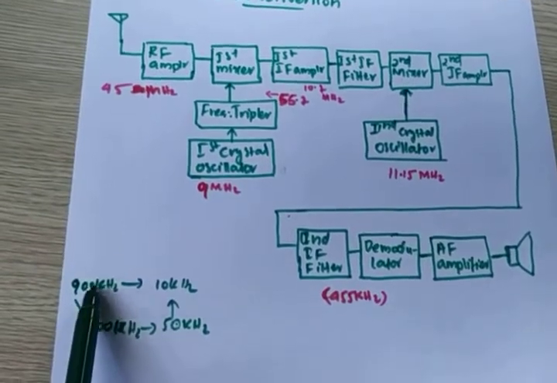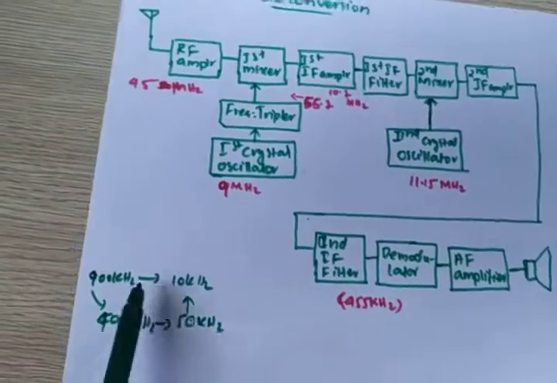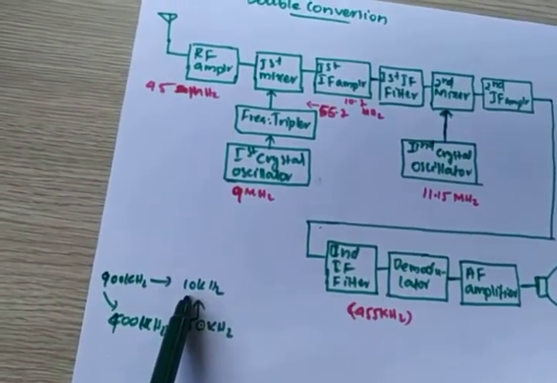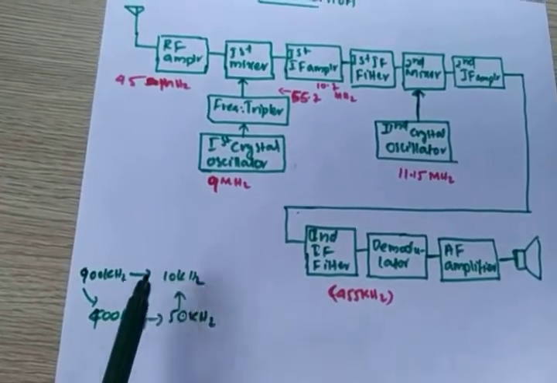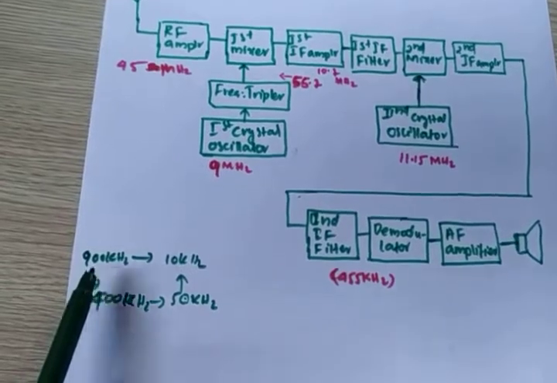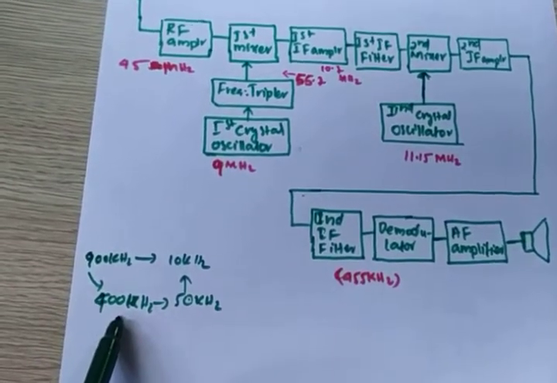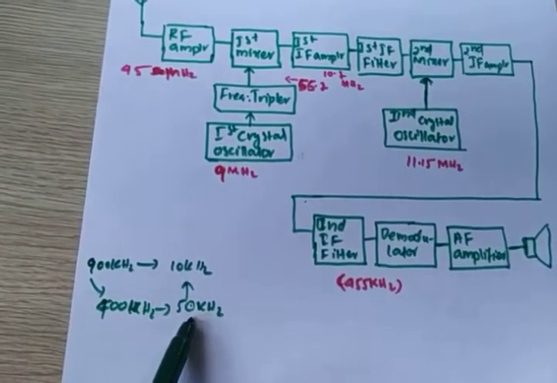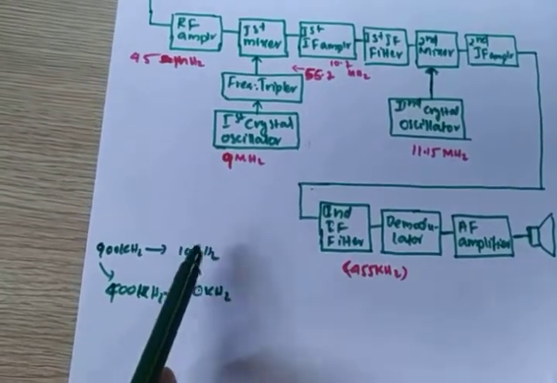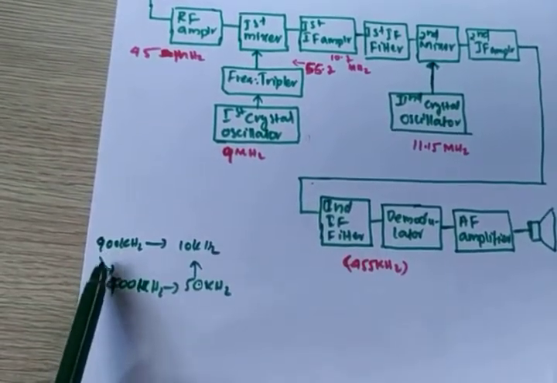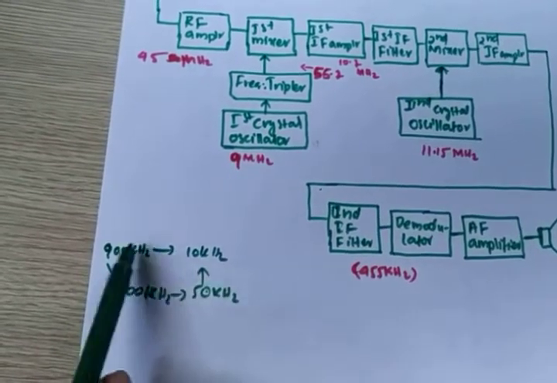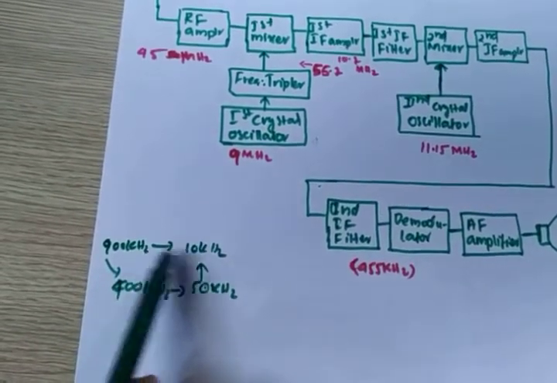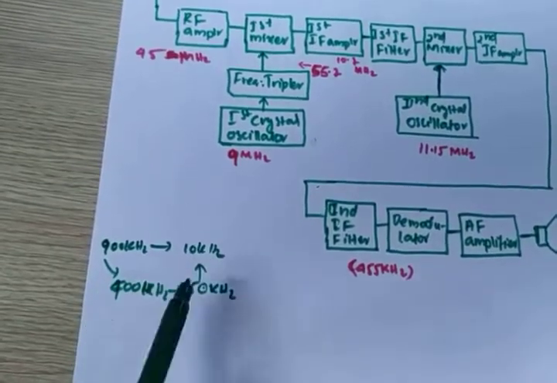So what happens in the direct conversion from 900 kilohertz to 10 kilohertz? If you're doing the direct conversion, the efficiency will be very less. Instead of this, what I'm doing is first 900 kilohertz is converted into 400 kilohertz, then 400 kilohertz is converted into 50 kilohertz, and 50 to 10 kilohertz. If we go this way, the efficiency will be a little bit more compared to the direct down conversion. Okay, so this is the idea.